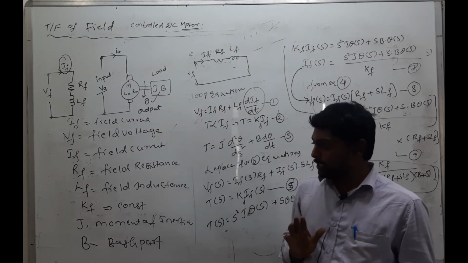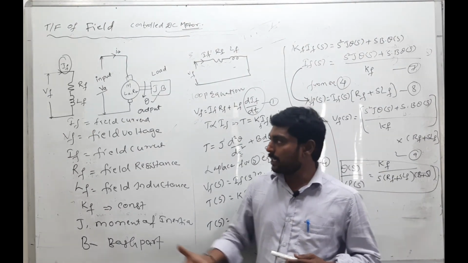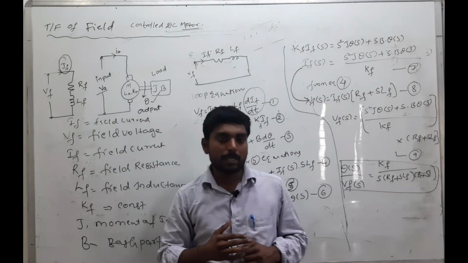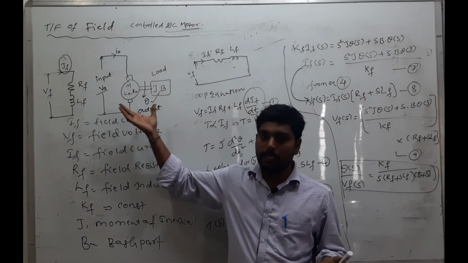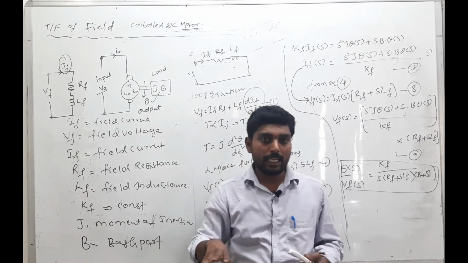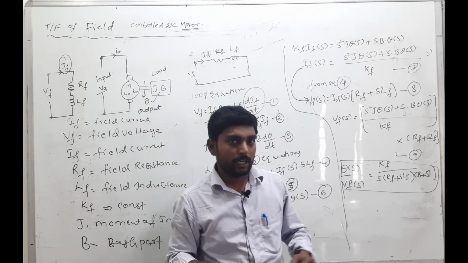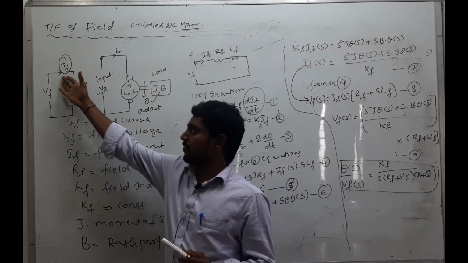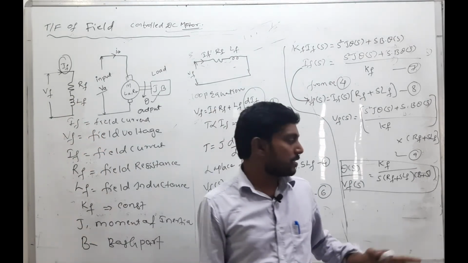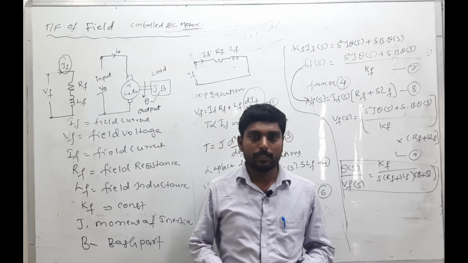The difference between field control and armature control: in field control we consider the field circuit, whereas in armature control DC motor we consider the armature circuit. In that case, the extra term is the back EMF in the armature control. In field control there is no back EMF; we only consider the field circuit. This is the transfer function for the field control DC motor. Okay, thank you.